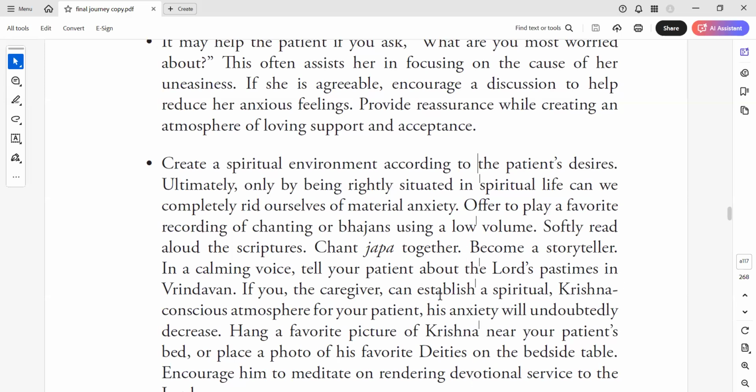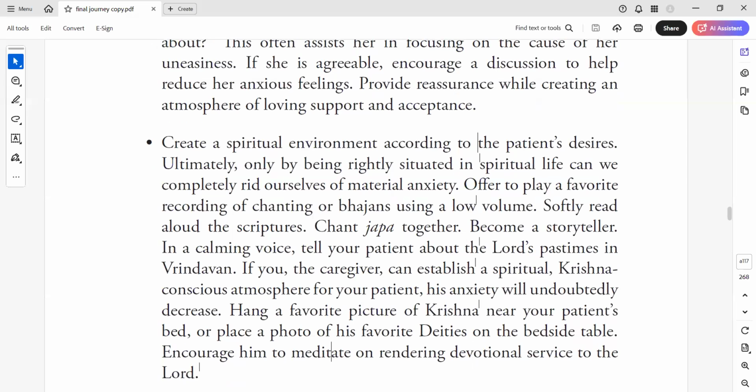In a calming voice, tell your patient about the Lord's pastimes in Vrindavan. If you, the caregiver, can establish a spiritual, Krishna-conscious atmosphere for your patient, his anxiety will undoubtedly decrease. Hang a favorite picture of Krishna near your patient's bed or place a photo of his favorite deities on the bedside table. Encourage him to meditate on rendering devotional service to the Lord.